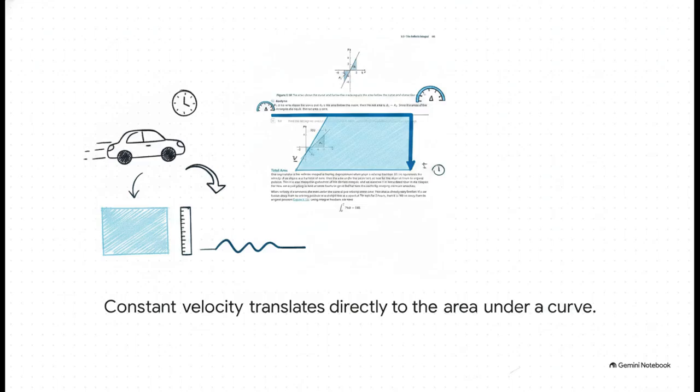If we graph your speed over time, this forms a perfect flat rectangle. The area of that rectangle is your speed times your time, 70 times 2, giving you an area of 140. In the real world, that geometric area literally is your physical distance. You are exactly 140 miles away from where you started.